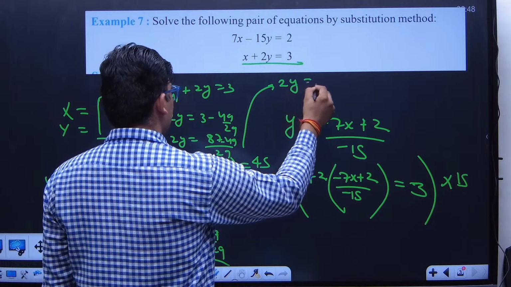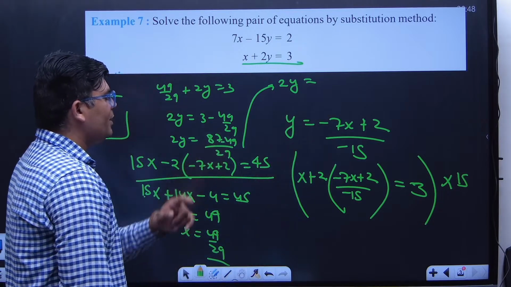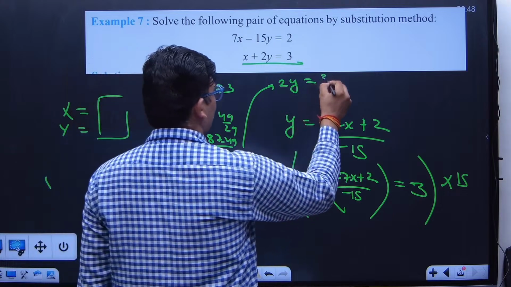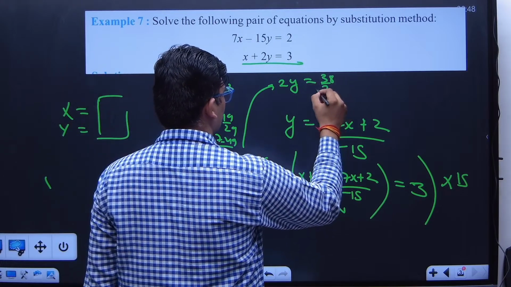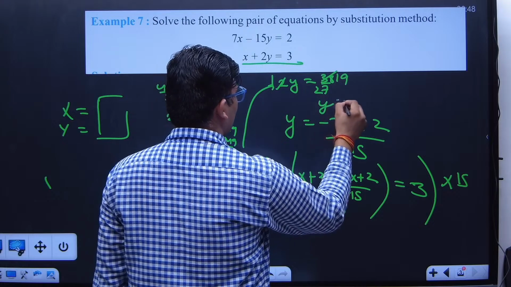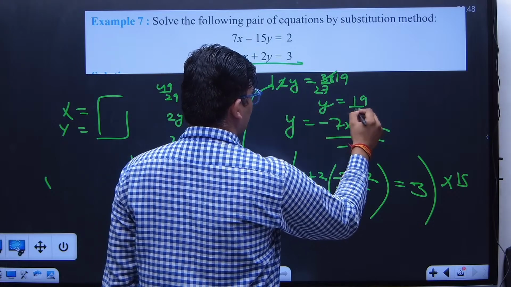So 2y is equal to 87 minus 49, which is 38. So 38 by 27. So 2 into 1, 2 into 19. So y will come out as 19 by 27.